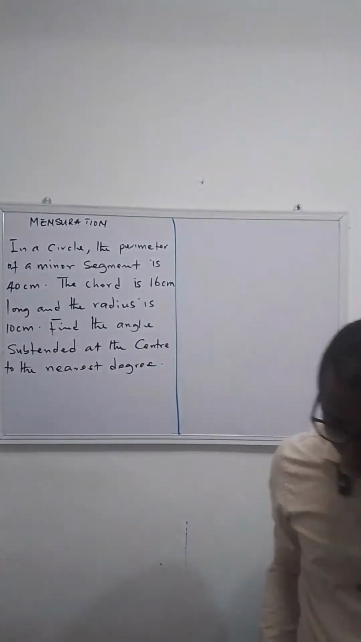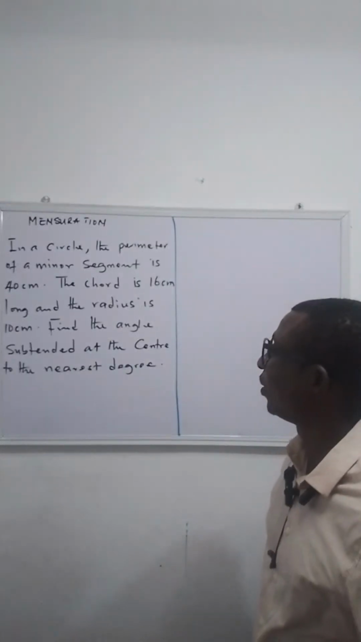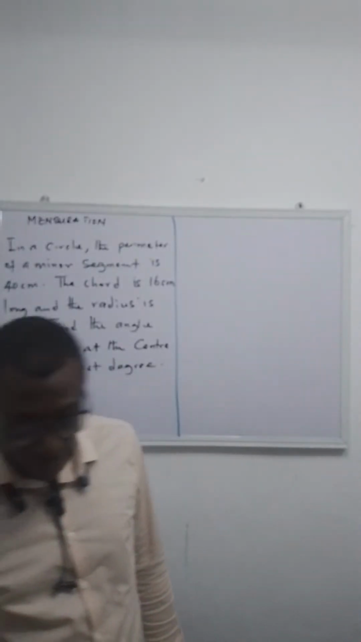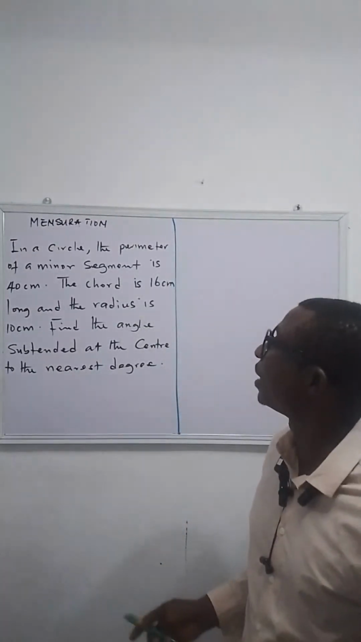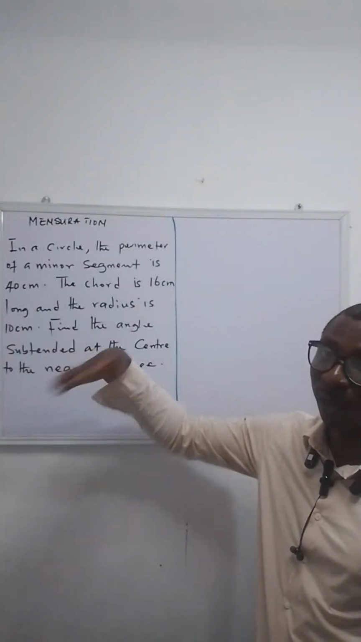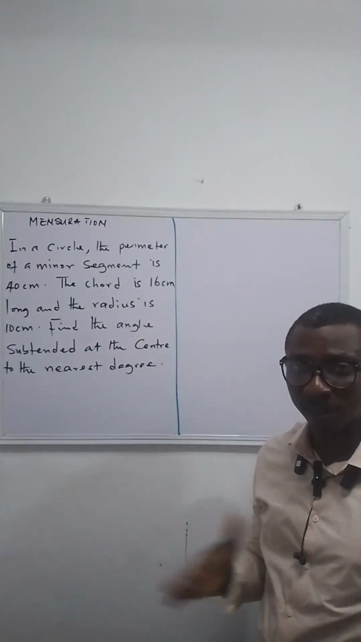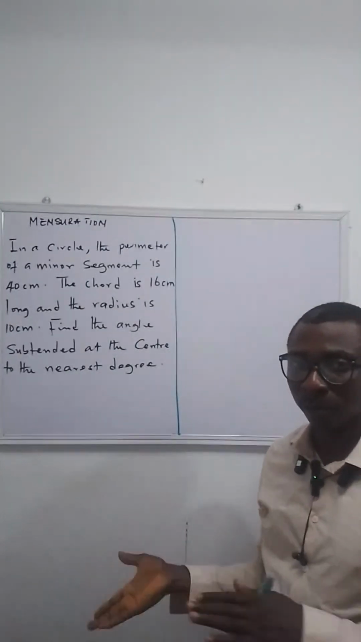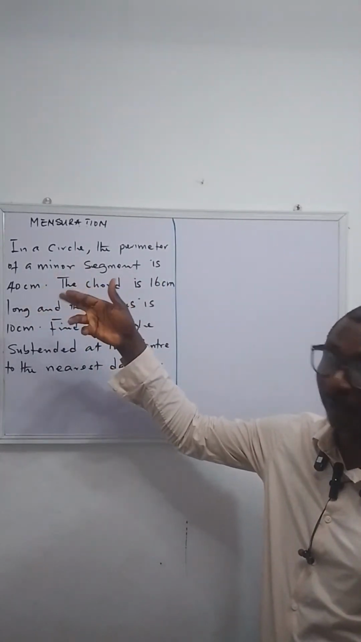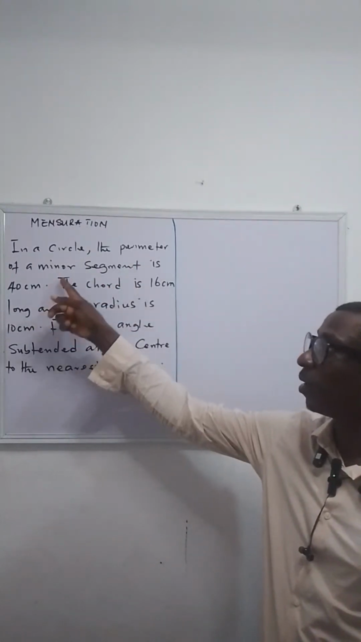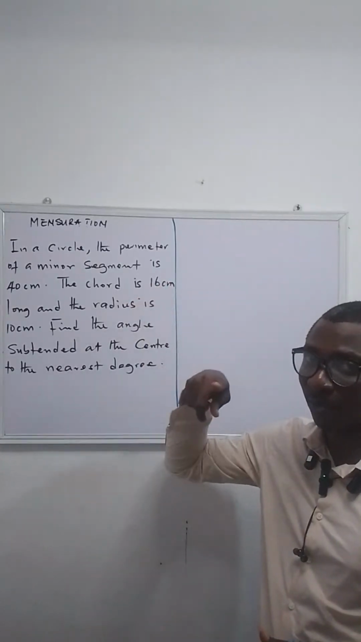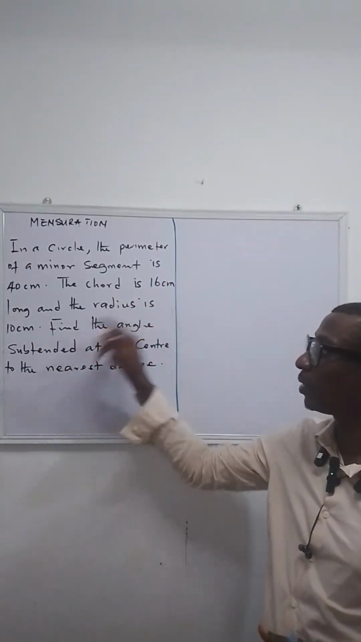Okay, yes, this is another lovely question. Now, what do we have there? In a circle, the perimeter of a minor segment is 40 centimeters. You can see this time around you are not asked to calculate the perimeter. You can see the way questions are being twisted. This time around, perimeter has been given of the minor segment. Now, the chord is 16 centimeters, and the radius is 10 centimeters.